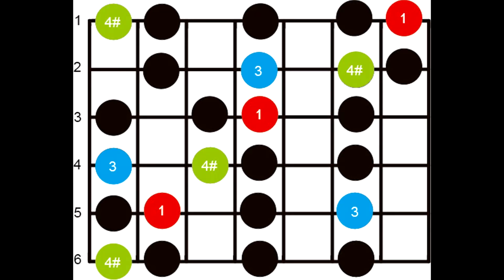This note is going to make the difference between this mode and the Ionian Mode, and it's going to give us the characteristic sound of the Lydian Mode. The next example is in F major Lydian.